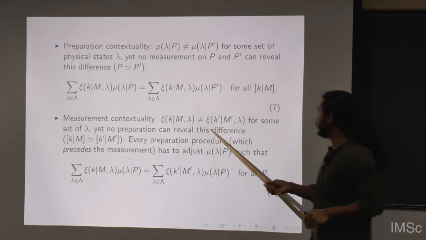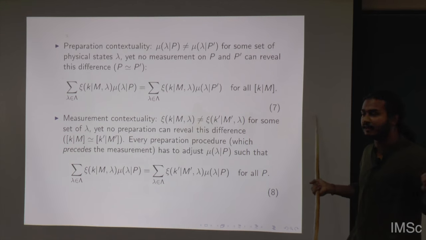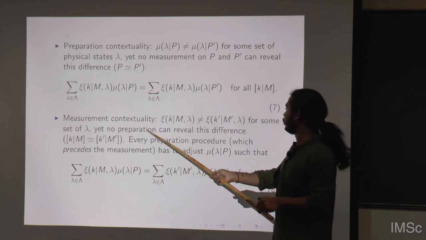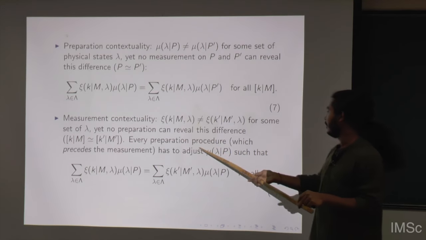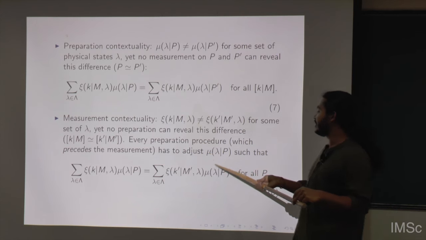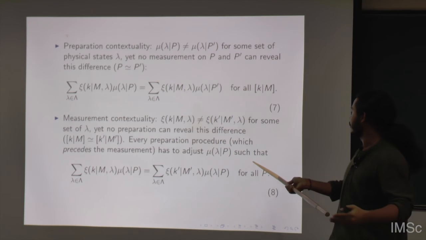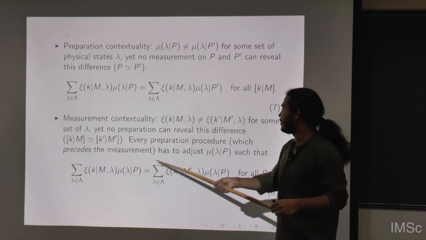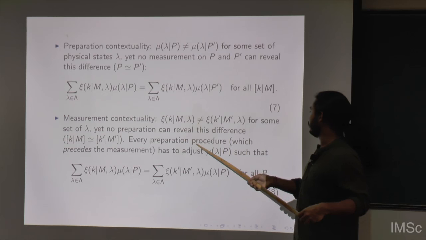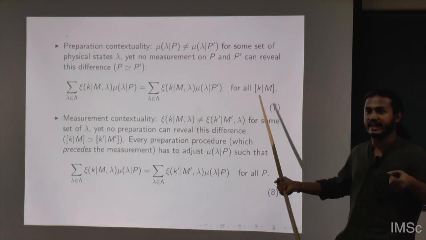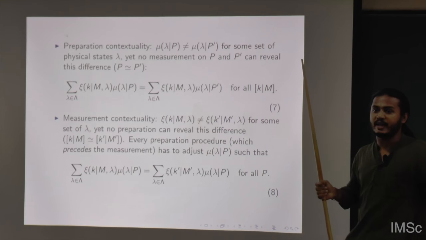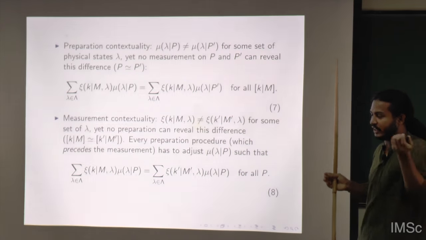Similarly, in measurement contextuality, if these two response functions are actually different for some set of lambda, but no preparation can reveal this difference, this means that every preparation procedure has to adjust its distribution, the way it's sampling from the set of physical states, such that this operational equivalence is preserved. And note that a preparation procedure precedes the measurement. So it is kind of weird that a preparation procedure has to care about what measurement some experimenter might do later on.